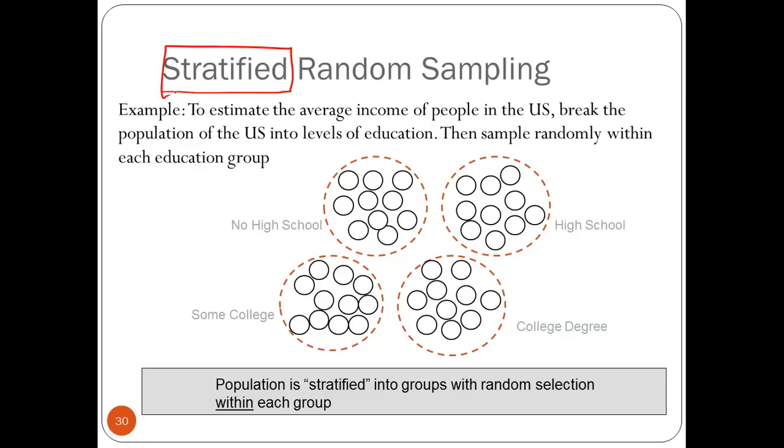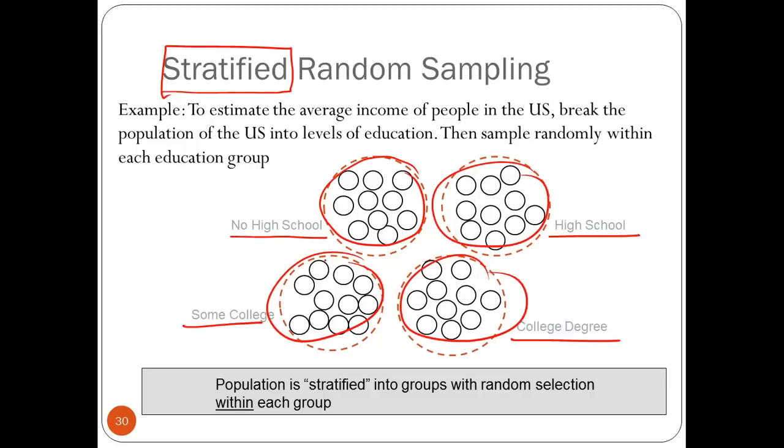The meaning of stratified is that we divide the population of interest into different strata, or different groups or categories. One example is given here. To estimate average income of people in the US, break the population of the US into levels of education. There is one group with no high school, and then you have high school, college degree and some college. Then sample randomly within each group. So we select some people from each group, and this way we get our sample. It is called stratified random sampling.